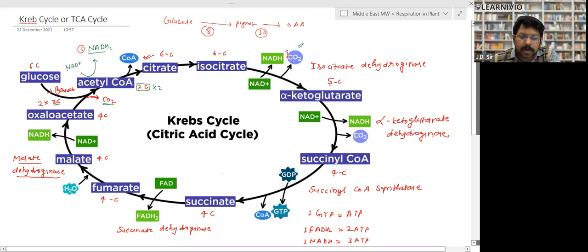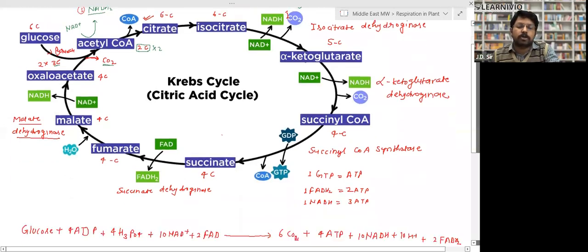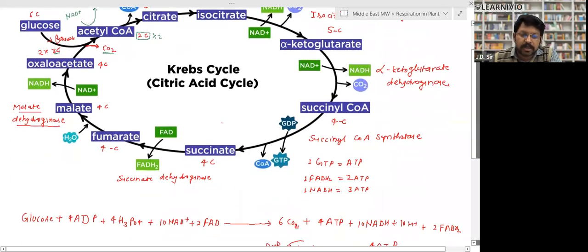Alpha ketoglutarate is a 5-carbon compound. Why? Because this was a 6-carbon compound, and again 1 carbon dioxide molecule is removed. So this is called decarboxylation. Alpha ketoglutarate is a 5-carbon compound. Again, decarboxylation takes place. 1 more carbon dioxide molecule is lost.